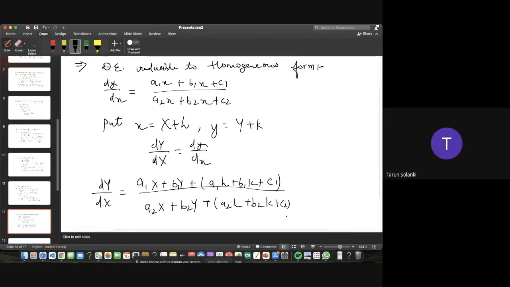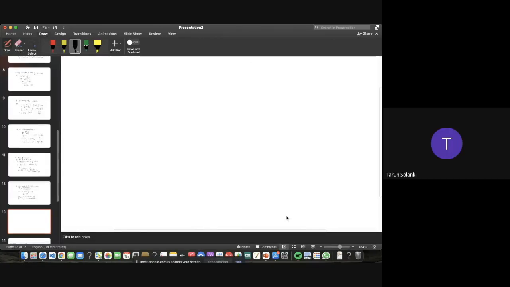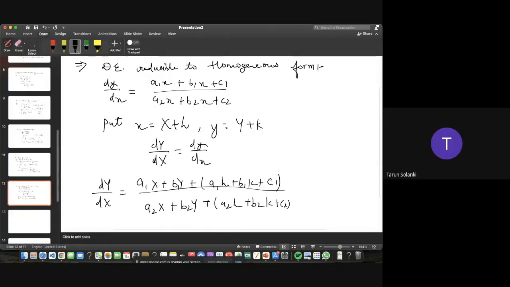Then for these values of h and k, the equation becomes dY/dX = (a1X + b1Y)/(a2X + b2Y). This is a homogeneous equation, which can be solved by putting Y = vX, and then Y and X should be replaced by y - k and x - h.